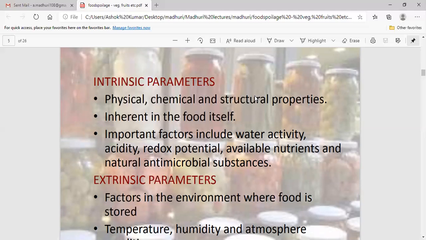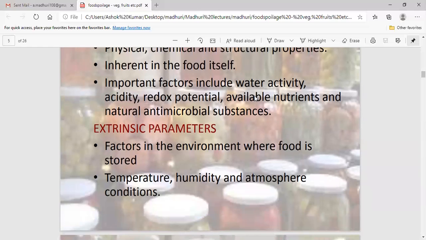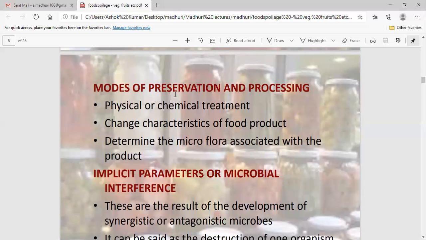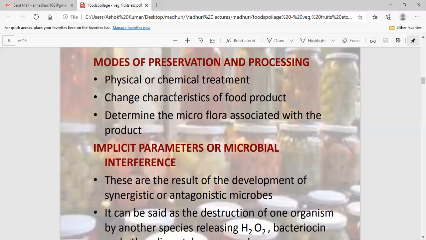Next is extrinsic parameters, factors in the environment where food is stored. Extrinsic means external factors or external parameters such as temperature. Wherever the food is kept, surrounding temperature will also affect the food spoilage. And humidity and other atmospheric conditions will also affect food spoilage. Next is modes of preservation and processing, how the food is being preserved or processed, physical or chemical treatment.